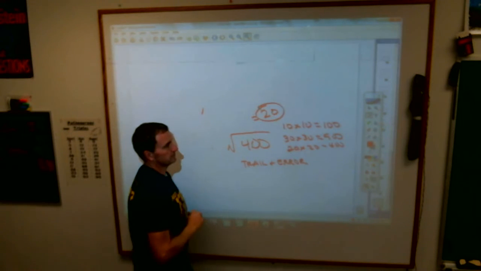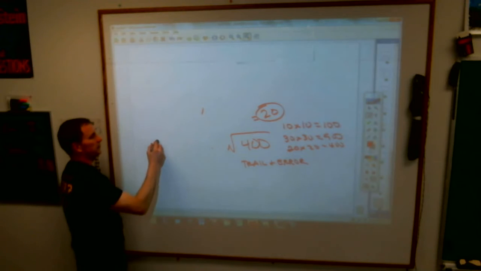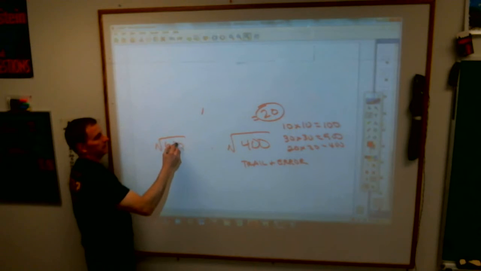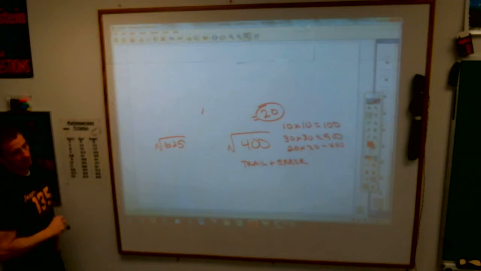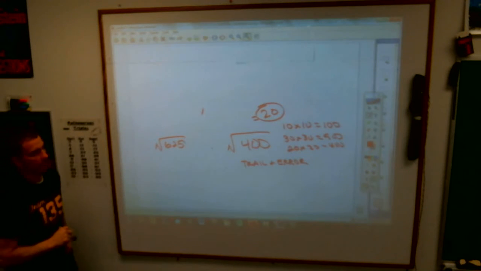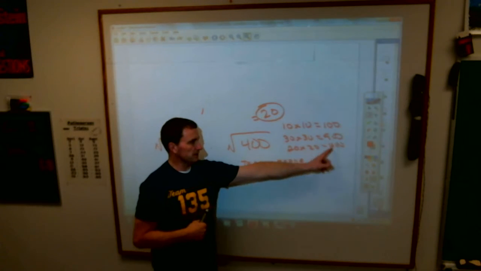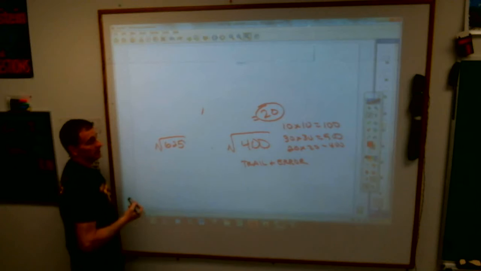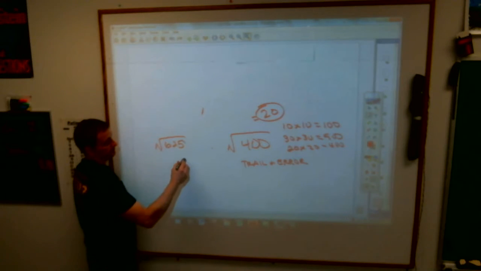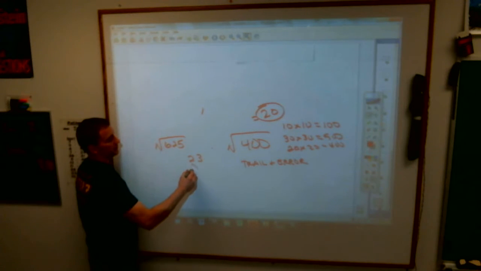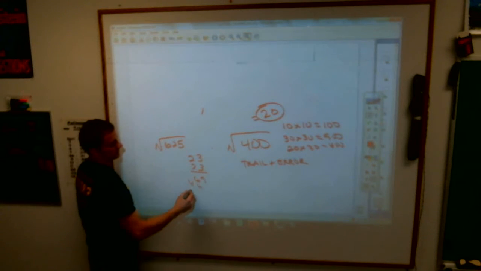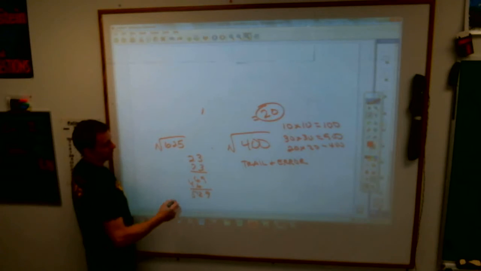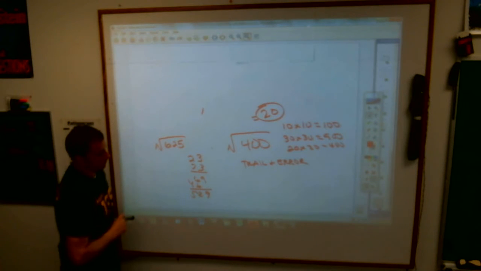Or the square root of 625. Again, trial and error. We already know it has to be between 20 and 30, because 400 is too low and 900 is too high. So what would you try? Let's do 23 times 23. You get 529, that's too low. What would be another guess?